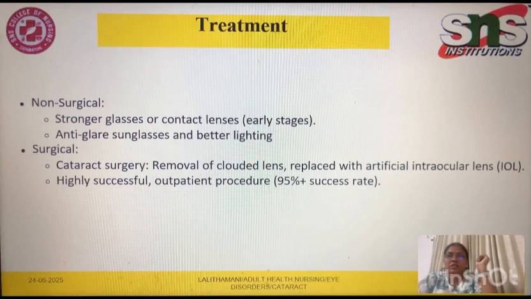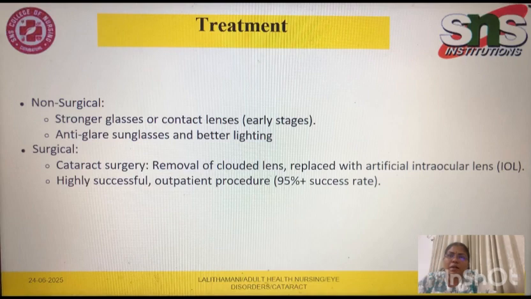So coming on to the treatment, we have only two options. Since it is an eye structure, we have to go for either surgical or non-surgical management. If it is a non-surgical management, stronger glasses or contact lenses are needed. That too in the case of person with early stages. They can also go in for anti-glare glasses and better lighting solutions.